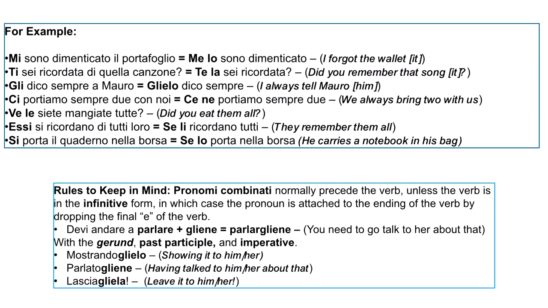The next example is ci portiamo sempre due con noi. Ce ne portiamo sempre due. We always bring two, two snacks, with us. So, ce ne. You can combine ce ne. Ve le siete mangiate tutte? Did you eat them all? Okay, ve le siete mangiate tutte?